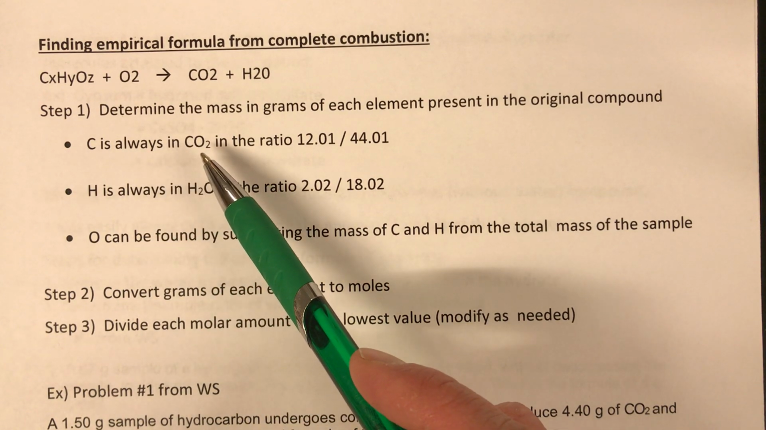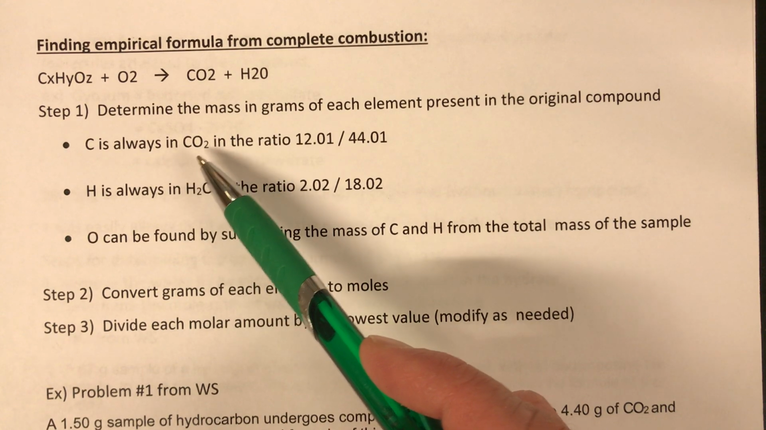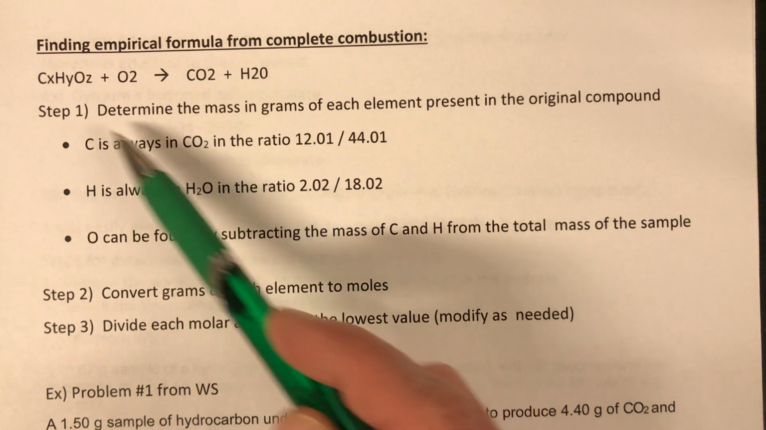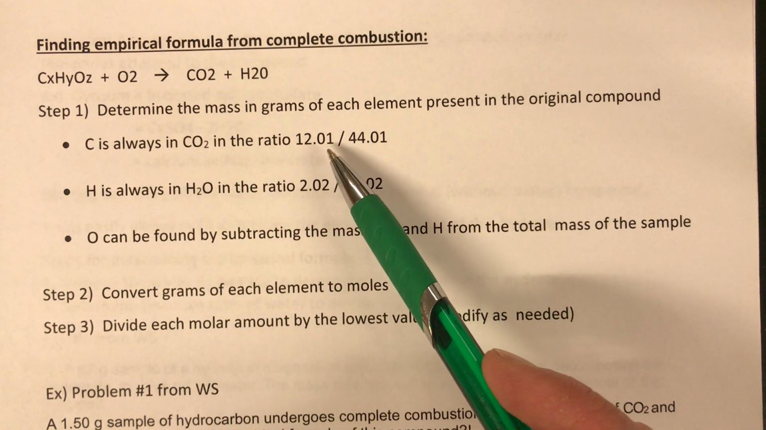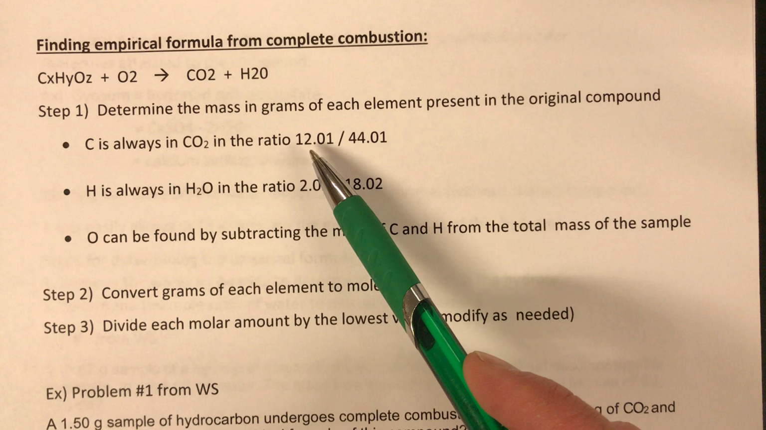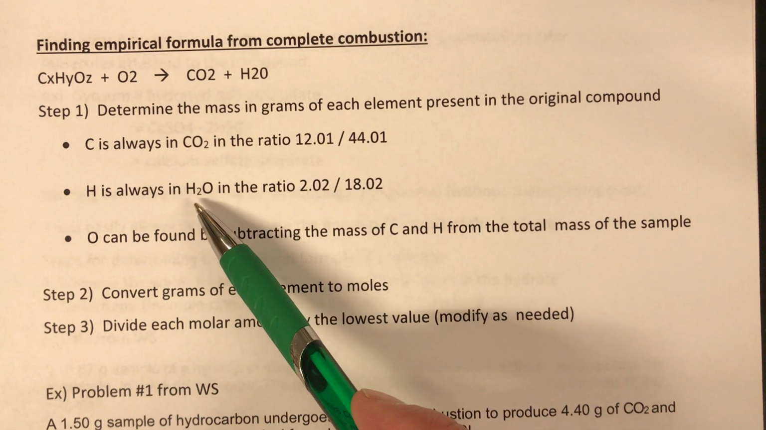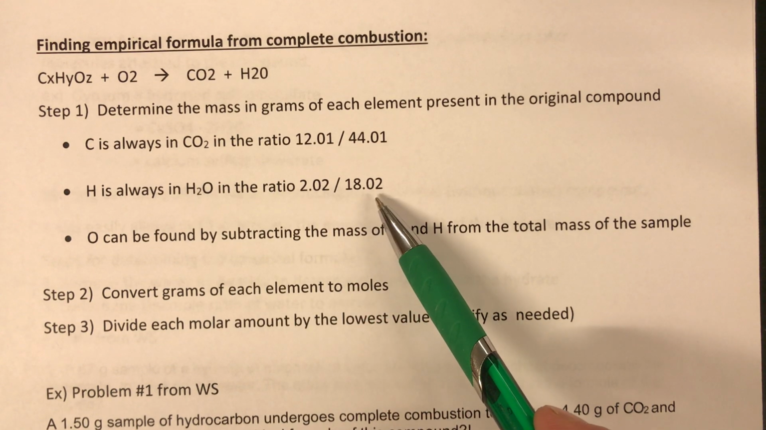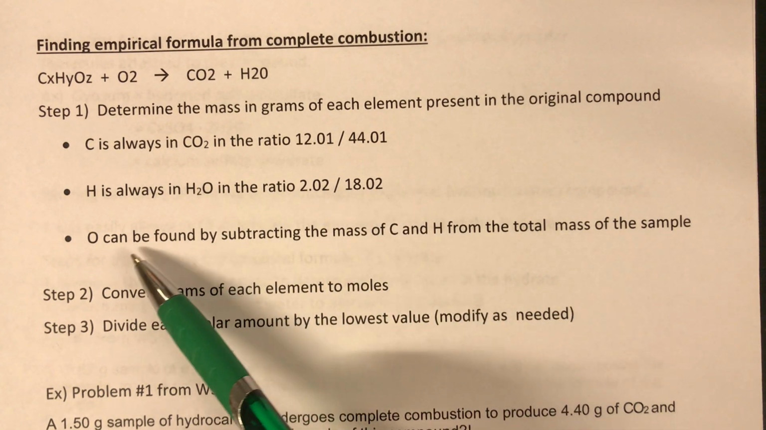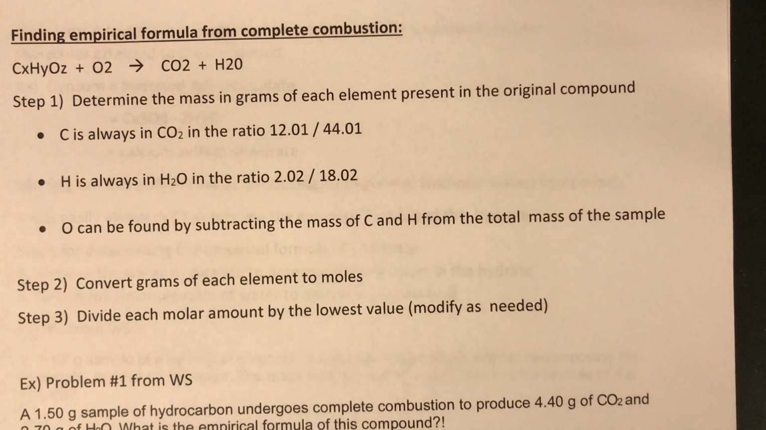We know that in carbon dioxide, when we end up with CO2, a certain part of it is carbon, and that carbon comes from that original carbon over here. And that's a ratio of 12.01 to 44.01. That's the mass of carbon to the mass of carbon dioxide. Likewise with water, since there's two hydrogens, it's a mass of 2.02 for hydrogen to 18.02 for the water. And then oxygen can just be found by what's left over. And that's best shown with an example.